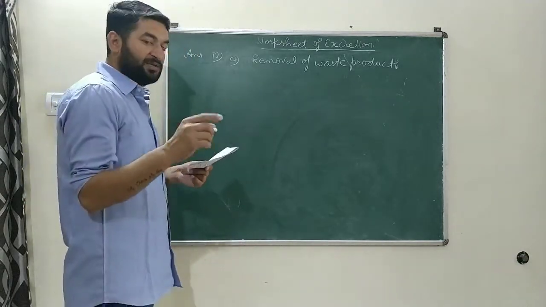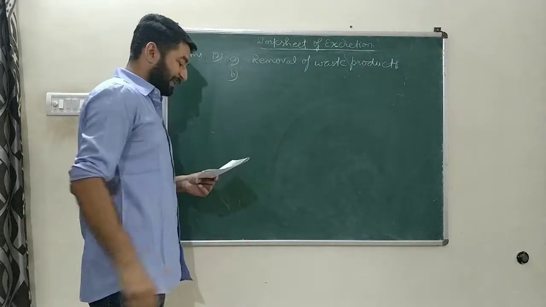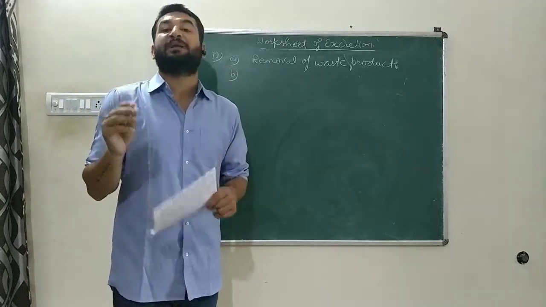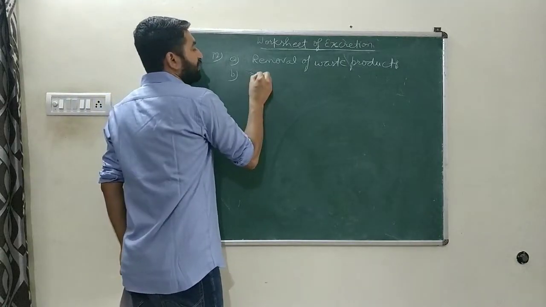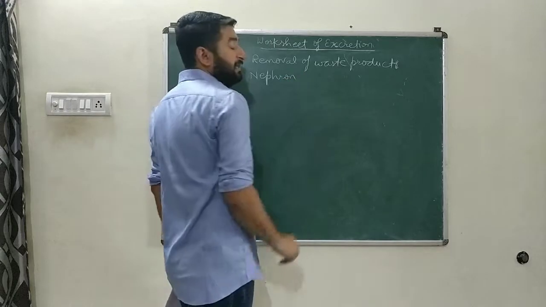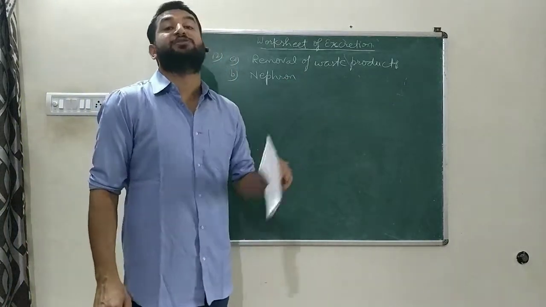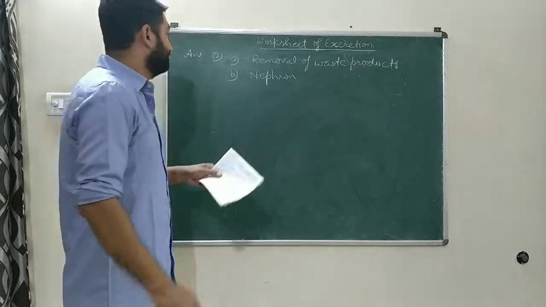The B part of question number 12 is: name the basic filtration unit present in the kidney. The filtration unit of kidney is known as nephron. Along with the filtration unit, the structural and functional unit of kidneys is also known as nephron.